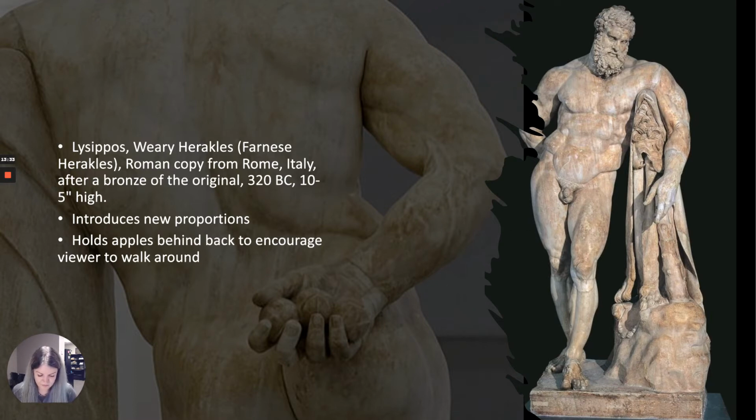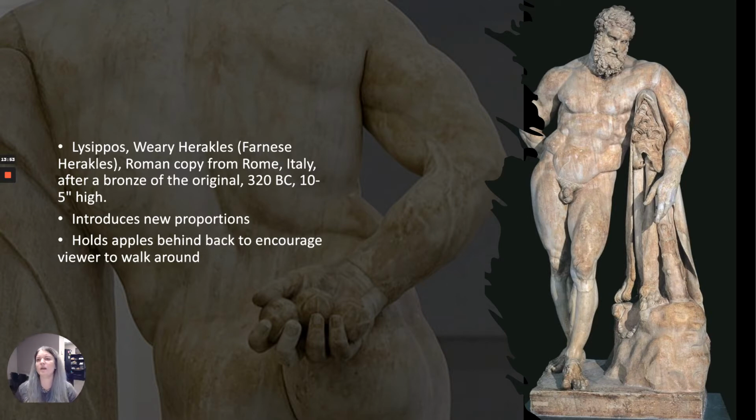And he has a couple of very famous sculptures. One of you is writing about the Apoxyomenos. That's the word for the scraper, and it's an athlete scraping the oil off his body, so we'll read about that in the discussion. This is another one of his famous works.